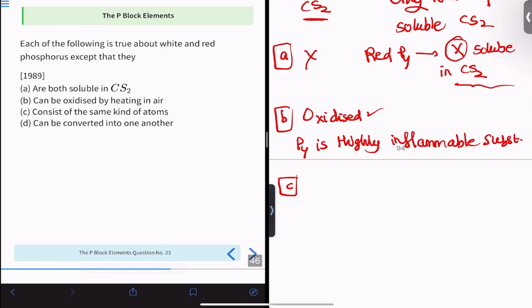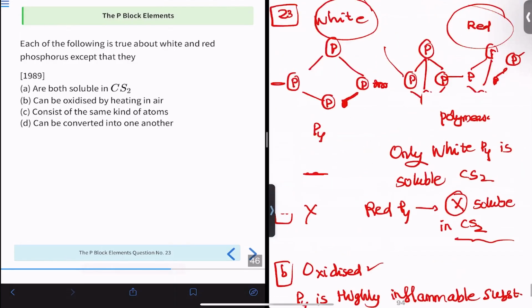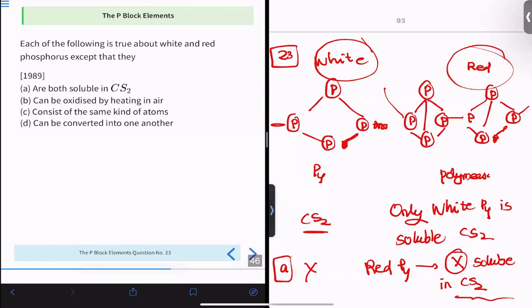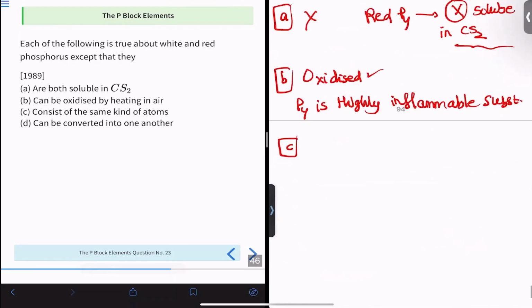Option C says it consists of the same kind of atom. Obviously, white and red both are forms of phosphorus. So both of them contain the same atoms, that is phosphorus. So option C is also correct.